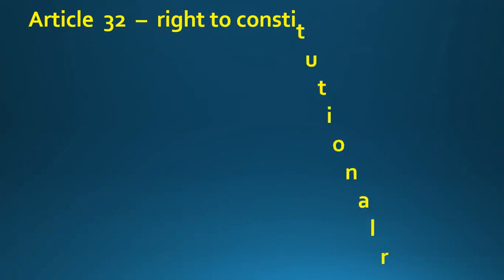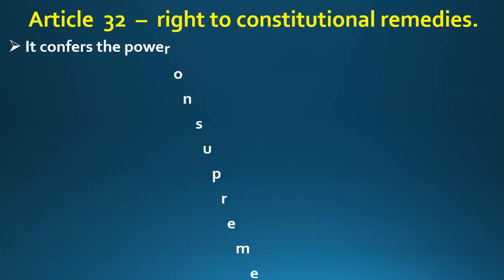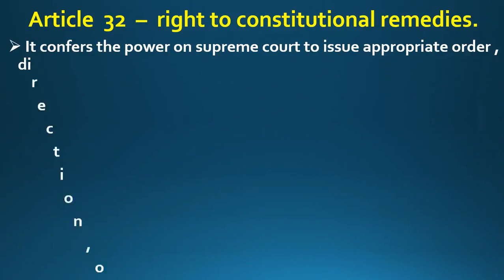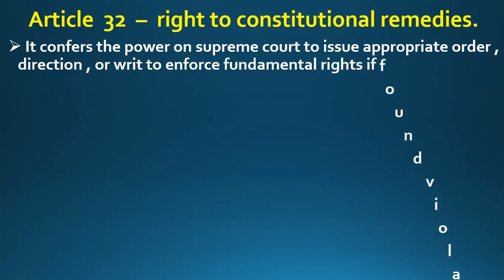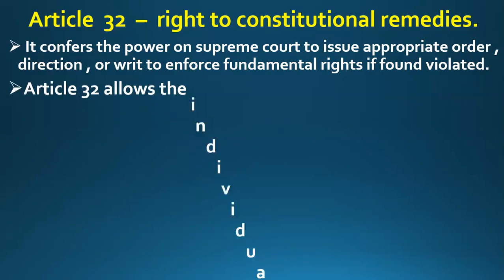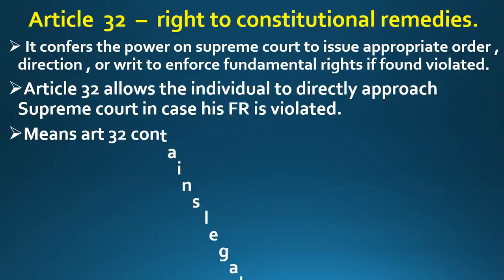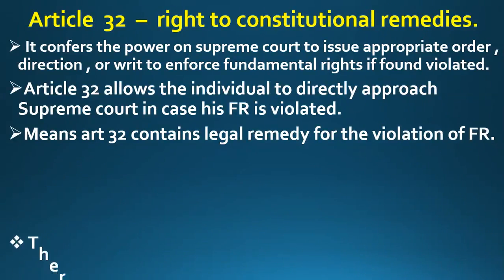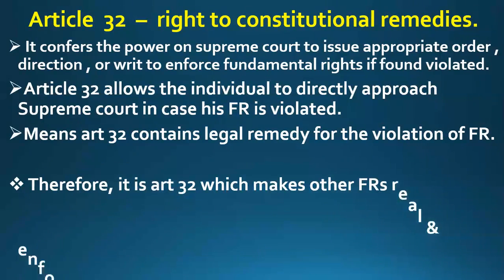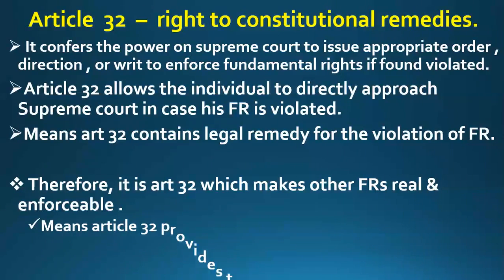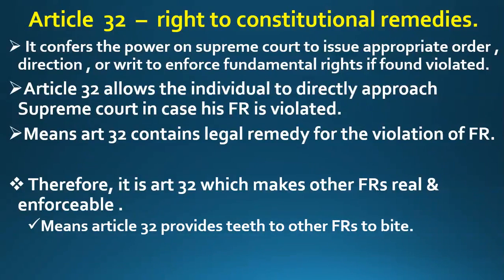So friends, then comes Article 32. So what does Article 32 say? Article 32 is the right to constitutional remedies. Now what is the meaning of remedies? Remedies means a kind of treatment or a medicine. So Article 32 is the right to constitutional remedies.